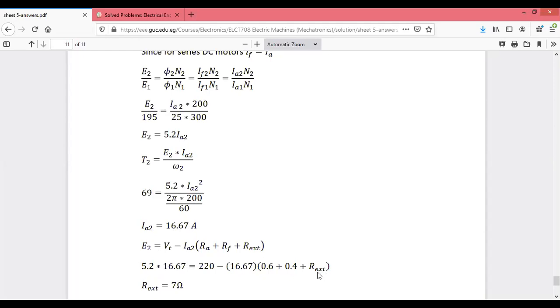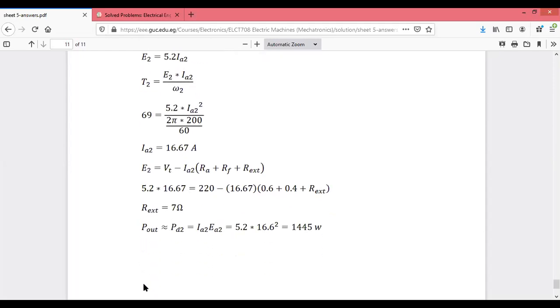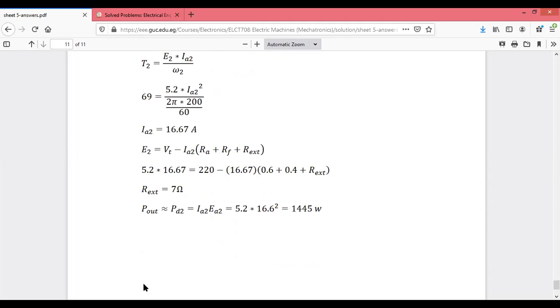We are not aware of REXT. If you write all the known terms and only one unknown term, you will get the value of that resistance. And as you get the value of that resistance, you will calculate the output power, which will be equal to IA2 into EA2. IA2 we have already derived, EA2 we have derived. So you will get that power equal to 1445 watt.